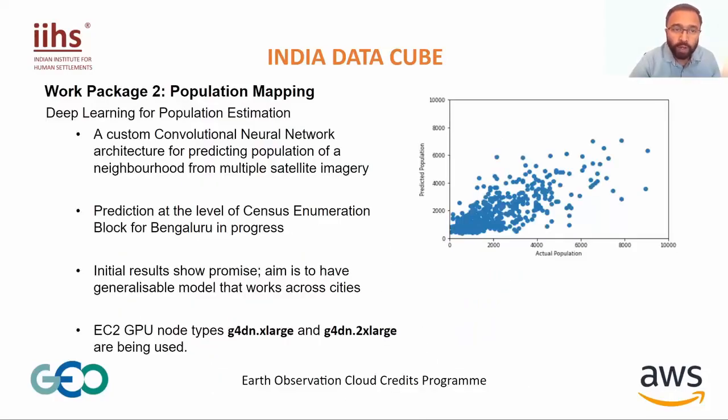We are also working on estimating population of neighborhoods, treating the problem as a predictive modeling situation. And we use convolutional neural networks to train on small image chips capturing the census enumeration blocks of the city of Bengaluru. And the current performance is shown on these graphs, the actual population versus the predicted population. And we can see that there is a good amount of predictability.